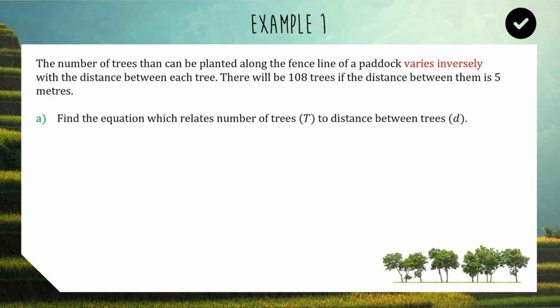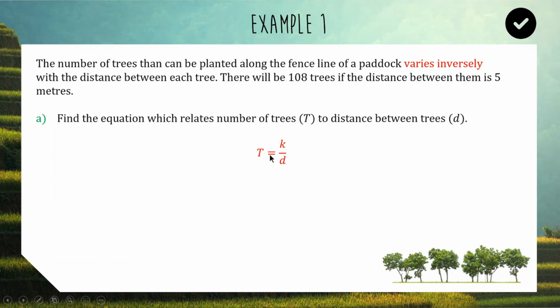When we read the magic words, varies inversely, we've got to write our inverse variation equation. Now on the last slide, we were using y's and x's. They were just placeholders. Normally we can use the letters from the question. So instead of y and x being our variables, this time we're going to use t for number of trees and d as the distance between them. These are two variables that have an inverse relationship.